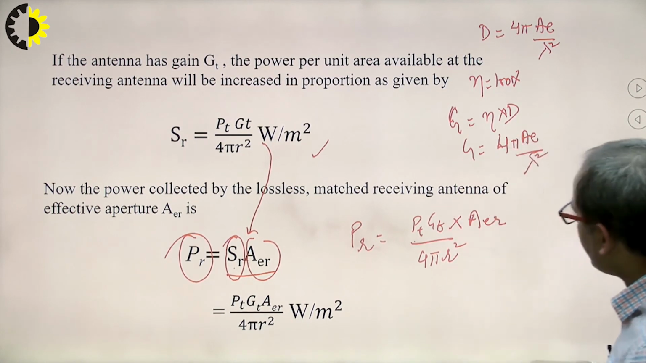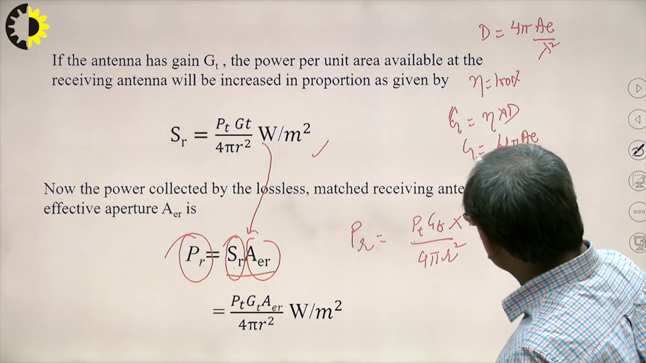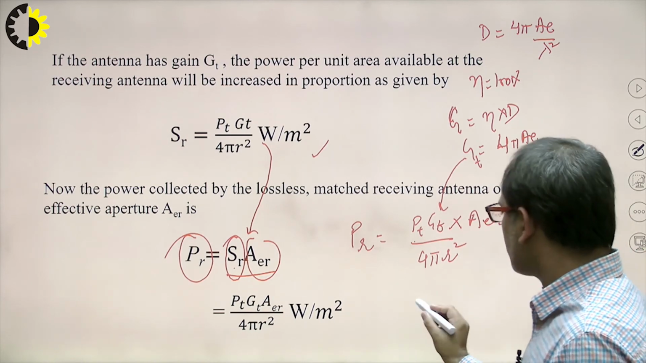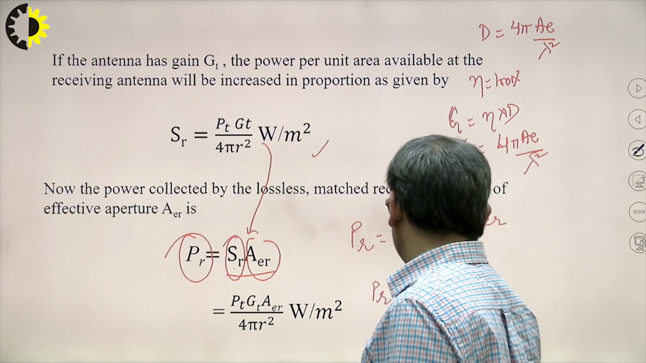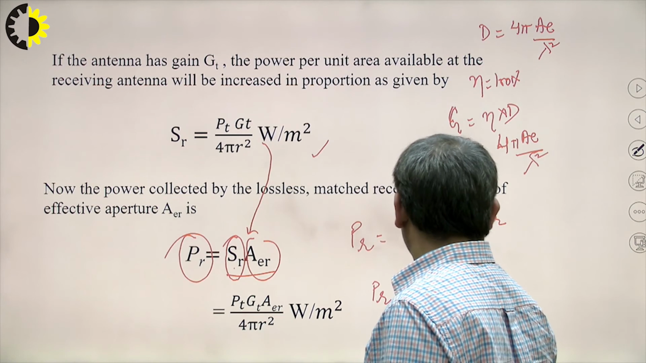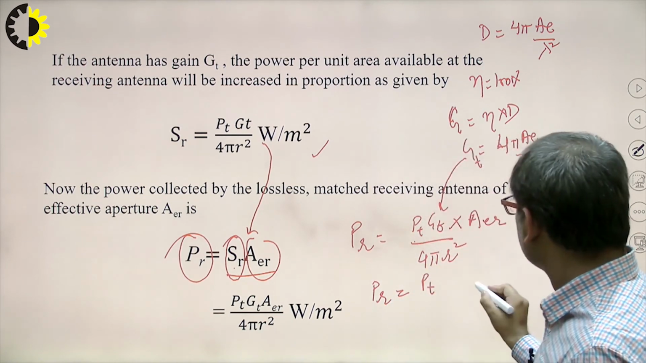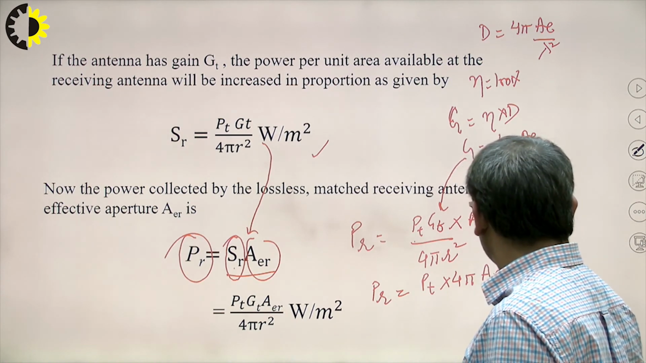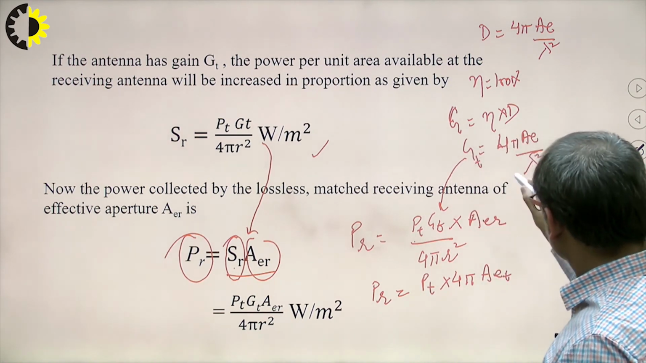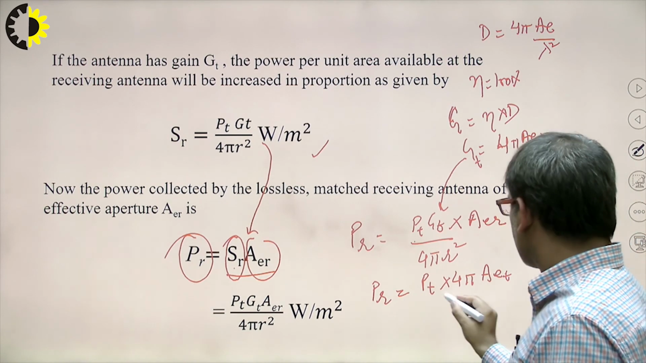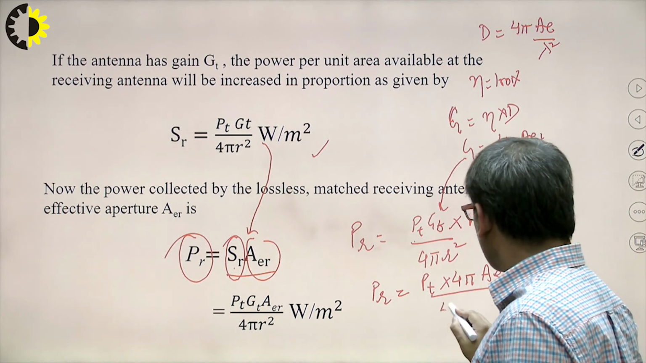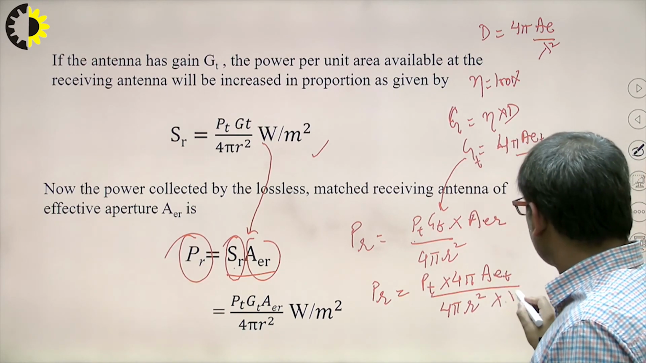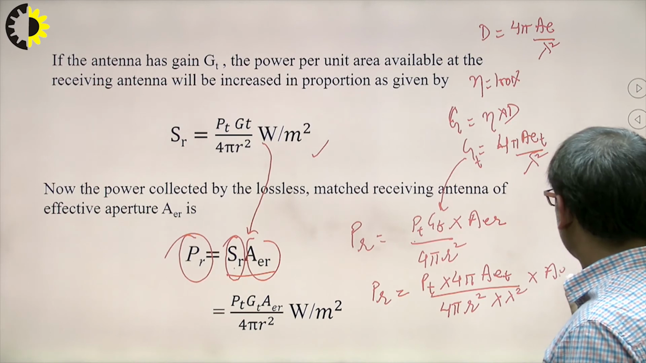So if I say this GT, the transmitter gain, just put this value here. You will get PR equal to PT multiplied by 4 pi AET, this is the transmitting one, clear? Divided by 4 pi R square into lambda square multiplied by AER.